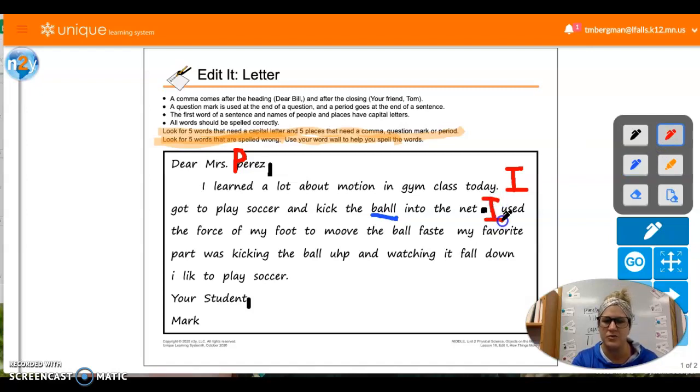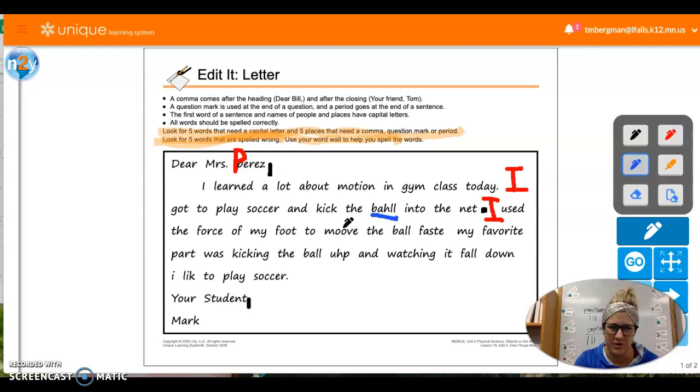I used the force of my foot to move the ball fast. My favorite part was kicking the ball up and watching it fall down. I like to play soccer. Okay, what are we missing? What do we notice about this word? Move. Yeah, that's not spelled right, is it?